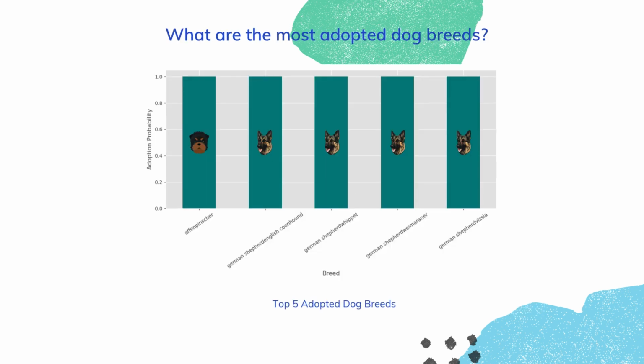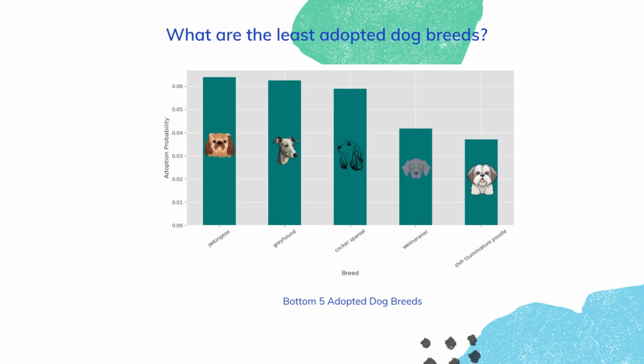So, what are the most adopted dog breeds? Here we can clearly see the top 5 dog breeds that are adopted at the shelter, with 4 of those being German Shepherd types. So, it appears that the larger breed dogs are the ones that are adopted the fastest.